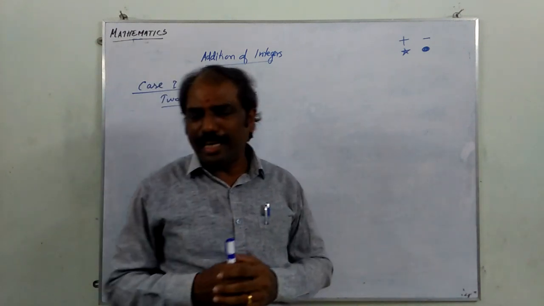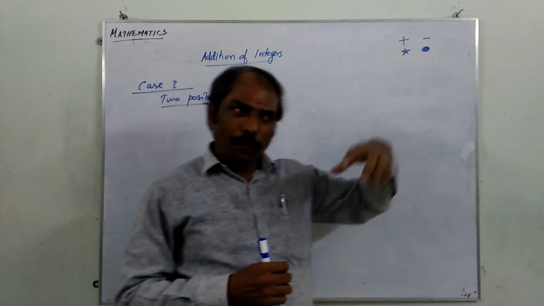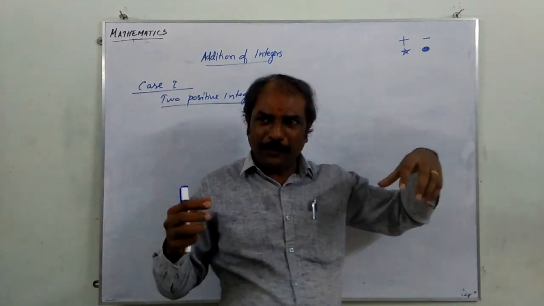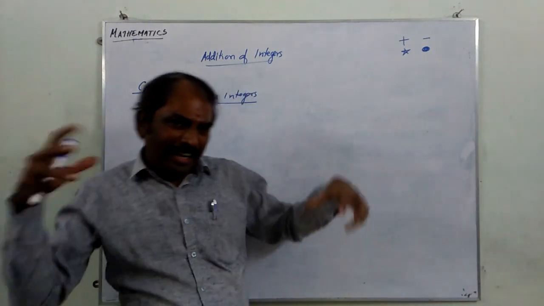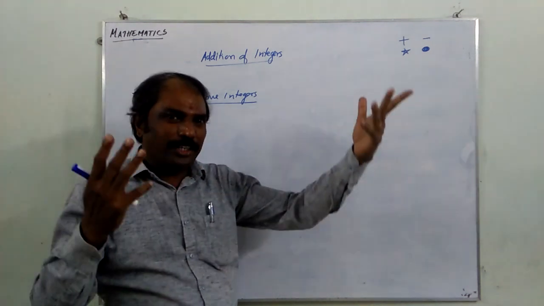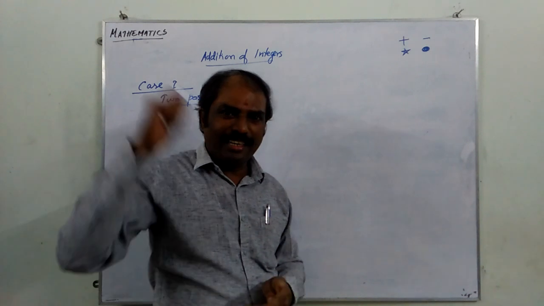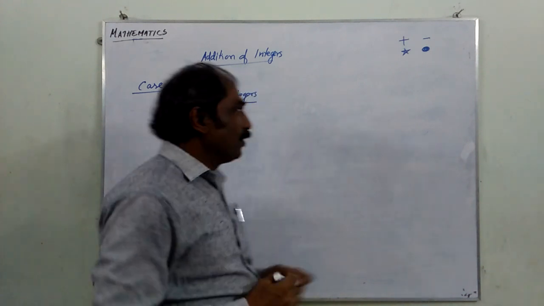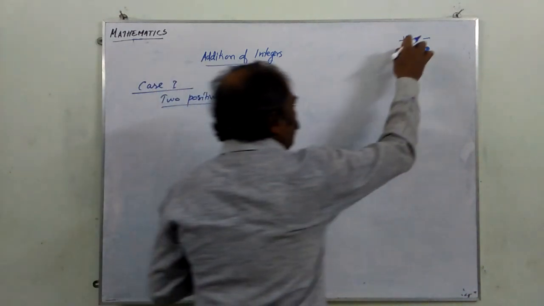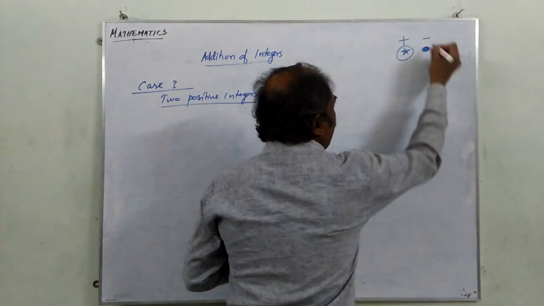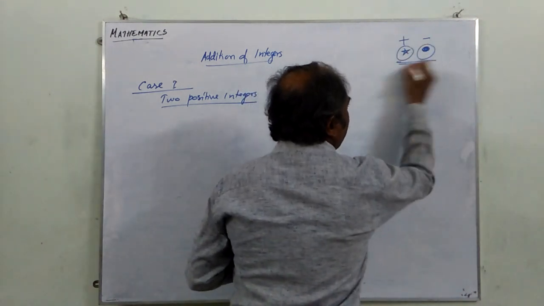I have given this in another class: positive is a Tom and negative is a Jerry, like that. Another story is there, a very big story, and I will tell you later. In that other class I have said it, you can see that link. Now see, positive is a star and negative is a dot.